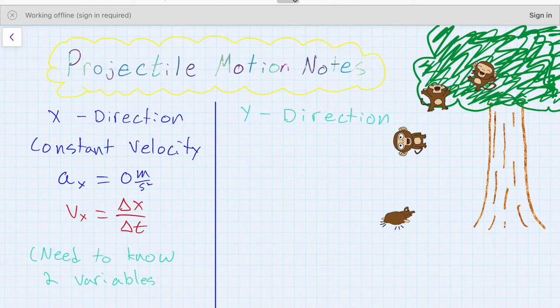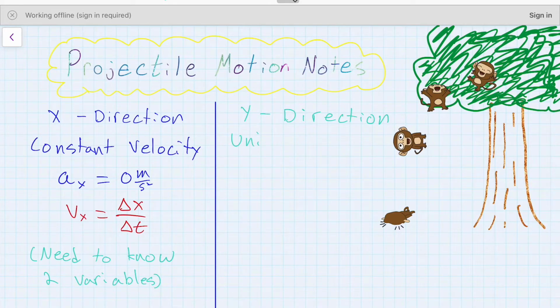And if we know 2 of those variables, we can plug those into the equation to find the other one. So now let's look at the Y direction. Since the Y direction has to do with gravity and acceleration due to gravity, gravity's causing the projectile to speed up and slow down. So that means we are talking about uniform accelerated motion.